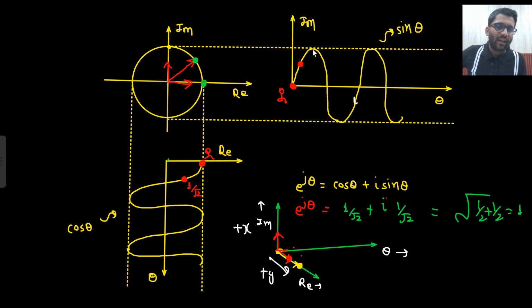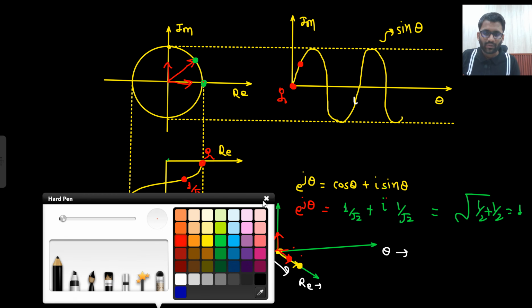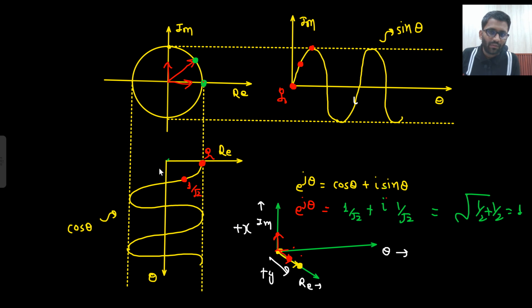Now I walk more. I reach on this point. When I reach on this point, where will I reach? Here I will reach. What is the value of sine here? 1. What is the value of cos here? 0. e to the power j theta: value of sine is 1, value of cos is 0. So that means on imaginary axis I am at 1 magnitude.